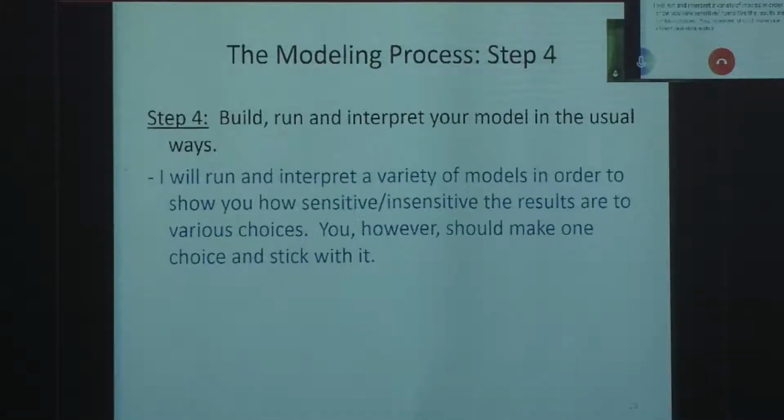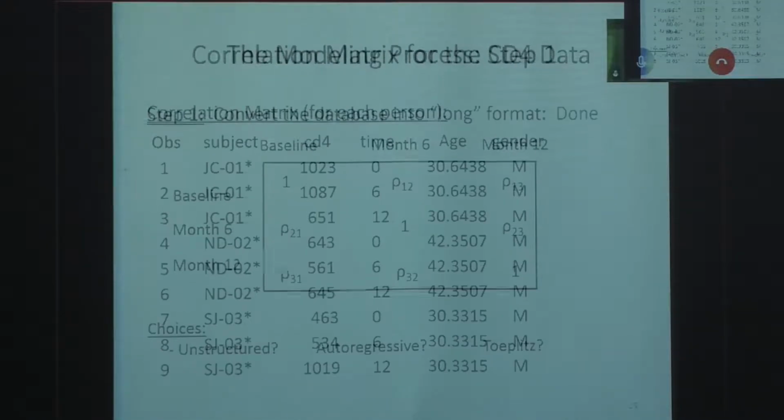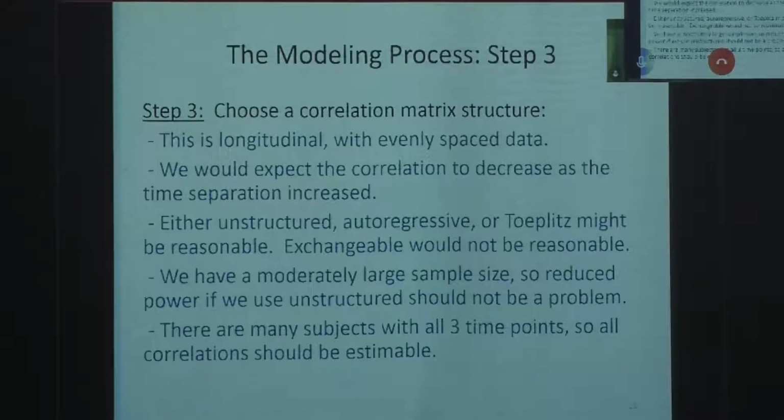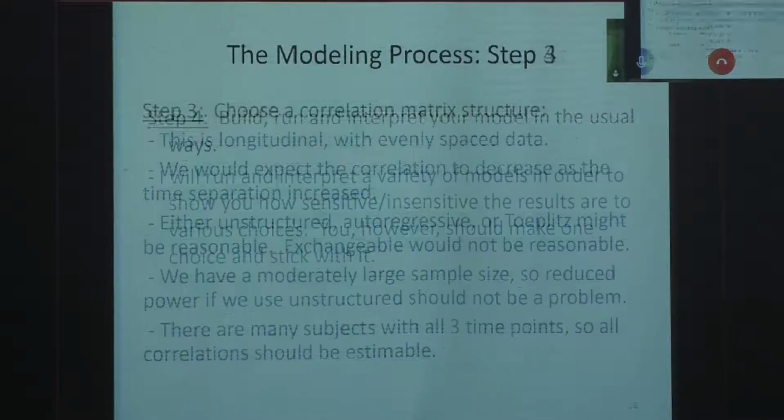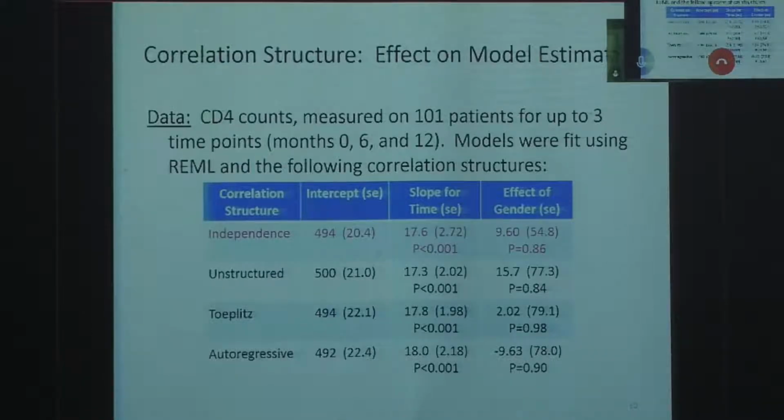So step 4, build, run, interpret your model in the usual way. Once you have the right software and you've set up your database correctly and you've made your choice on what to declare the correlation matrix to be, you run it. And here are the solutions that I got. You should not be running it 4 different ways and then choosing the answer you like. You should be choosing a reasonable approach and then reporting the answer. But I just wanted to show you what difference this made.